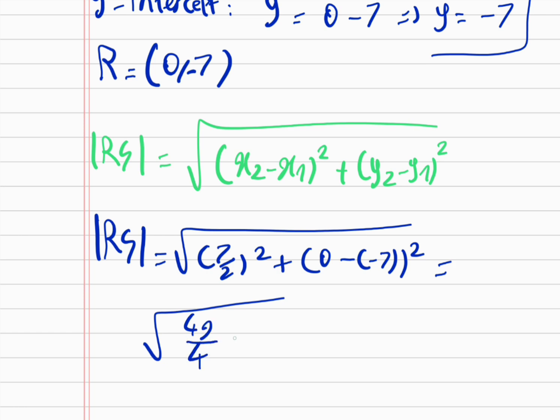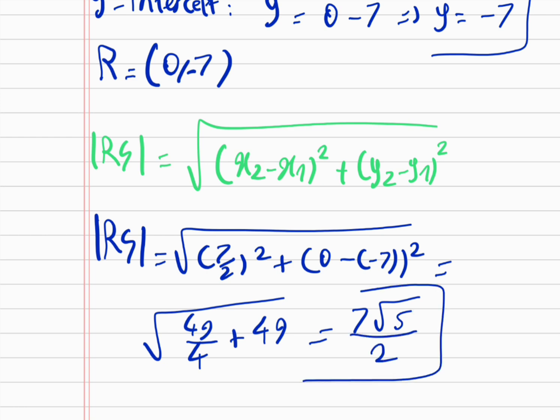So we'll get the square root of 49 over 4 plus 49, and if you simplify this, it's going to be 7 root 5 over 2. So that's the distance between the two points R and S.